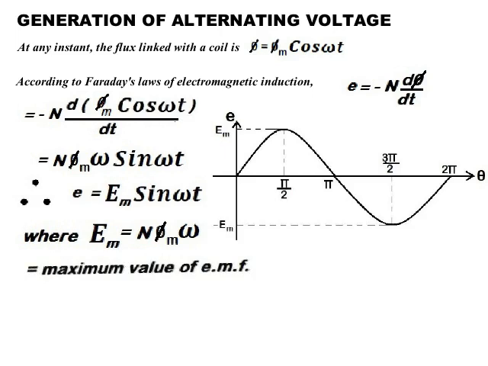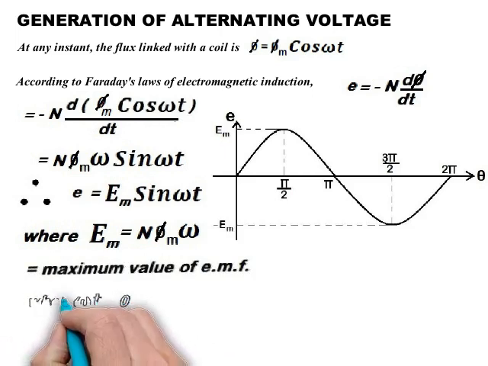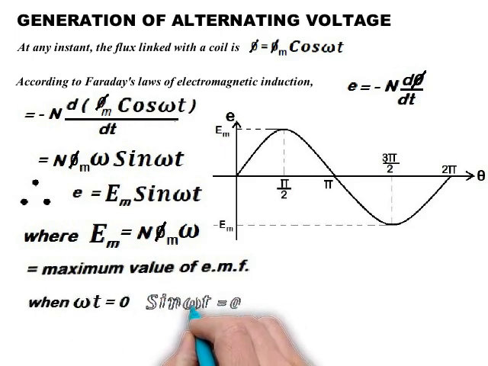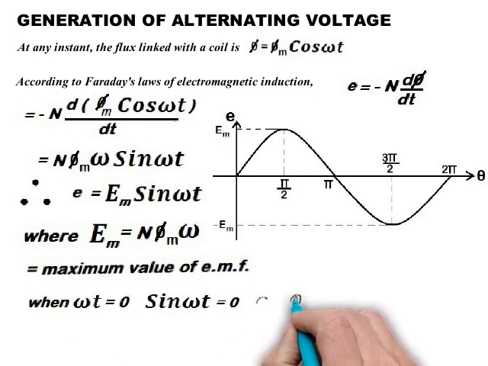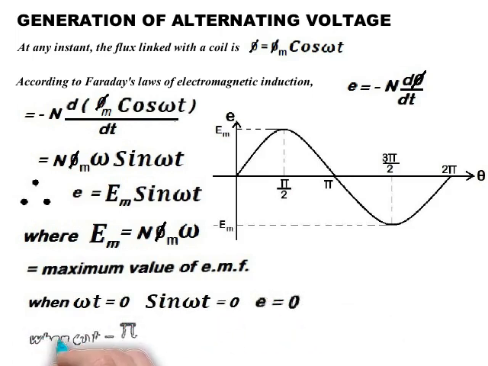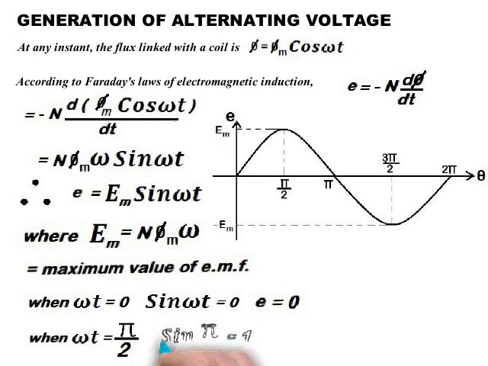When omega t is equal to 0, sin omega t is equal to 0, therefore E is equal to 0. When omega t is equal to pi by 2, sin omega t is equal to 1, therefore E is equal to Em.